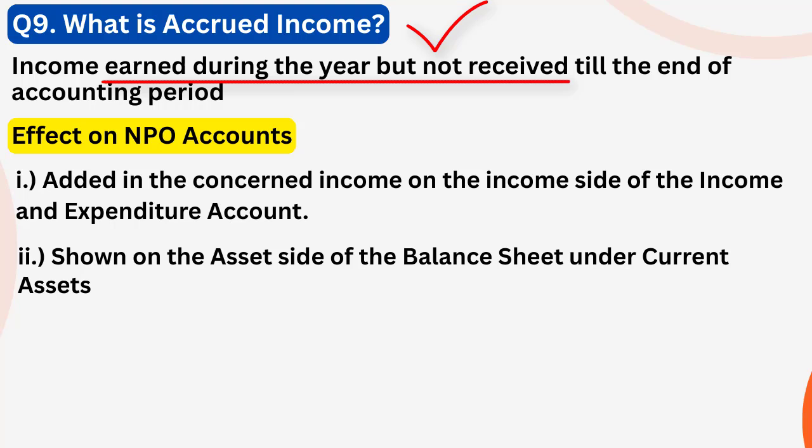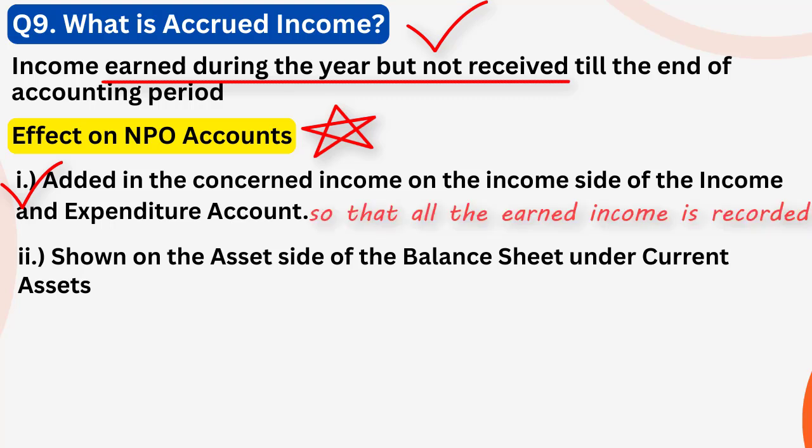Now coming to its effects on the accounts of NPO. So the accrued income is added in the concerned income on the income side of the income and expenditure account. This ensures that all the income that has been earned during the year is accounted for, regardless of whether it has been received or not till now. The second important thing is it is shown on the assets side of the balance sheet under current assets because it represents an amount that will be received in the future.